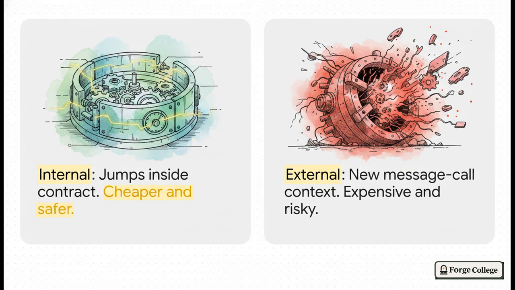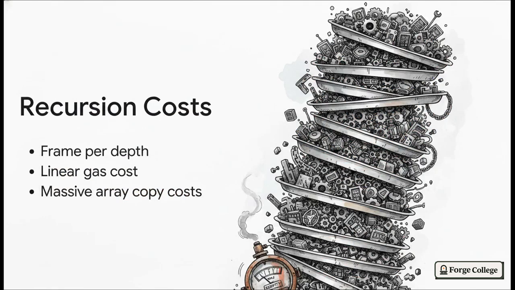So the golden rule here? Stick exclusively to internal calls when you're doing algorithmic recursion. Let's dig a bit deeper into that per-frame cost. Remember our trays? Well, every recursive depth allocates a brand new call frame. That means you get a linear gas increase for every nested level.